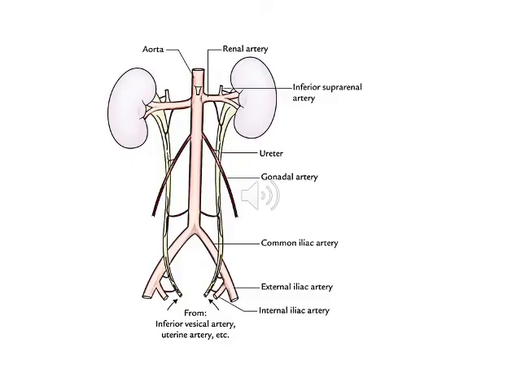Here you can see the upper end of the ureter is supplied by ureteric branches of the renal artery, and the middle part is supplied by branches from the abdominal aorta, gonadal, common iliac, and internal iliac arteries. The lower end is supplied by branches from the superior and inferior vesical as well as uterine arteries.